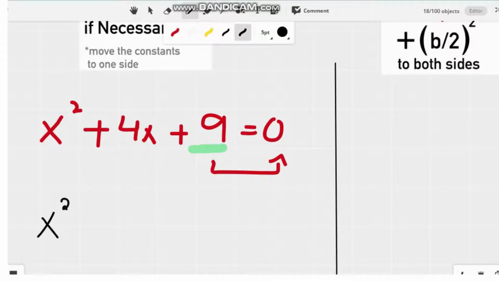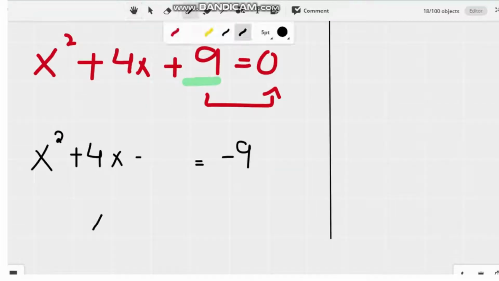So x square plus 4x plus, I will just give it some space because the third value will come here, that we will divide by 4, equals to, you will move the 9 to the right side, that becomes negative 9. First step is done, that you move the constant term to the right side. So x square plus 4x equals minus 9.